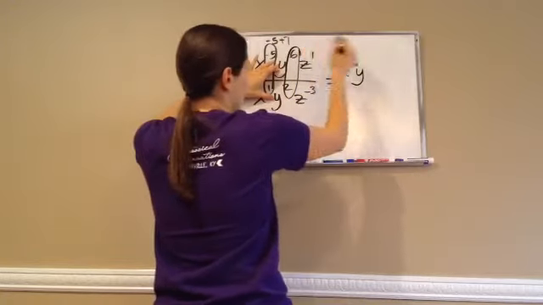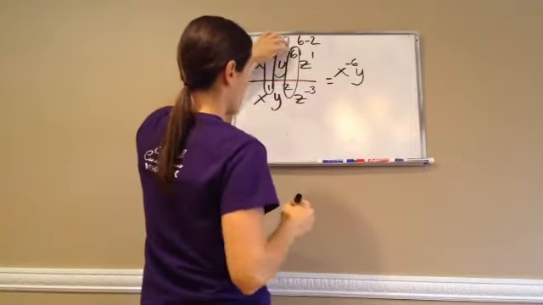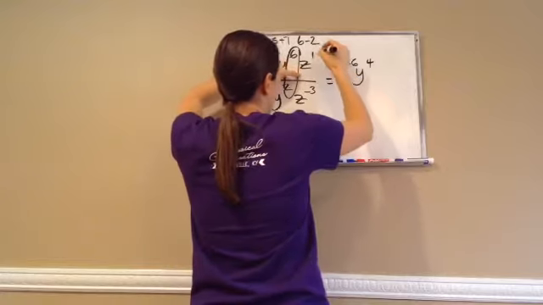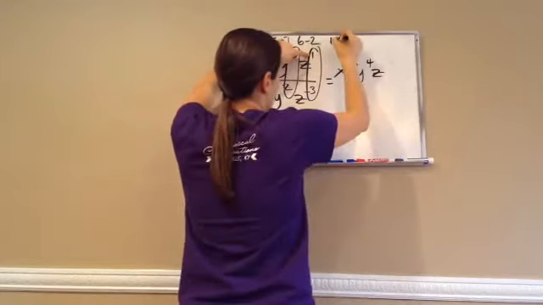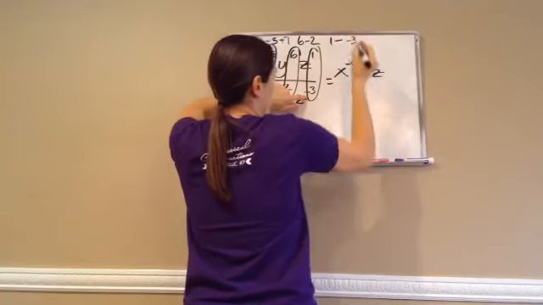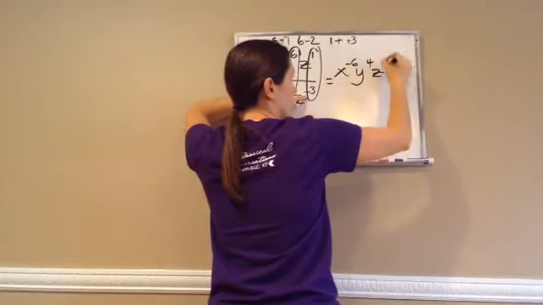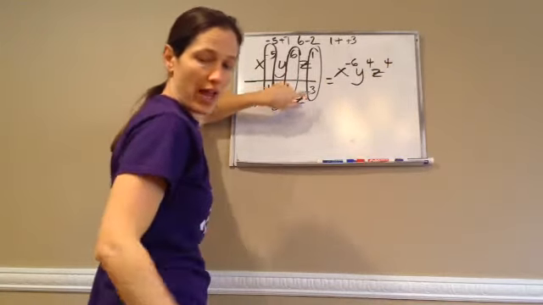Y, 6 minus 2. Remember that rule, we're dividing, so you have to do 6 minus 2, which will become 4. And then z, 1 minus a negative 3. So this will become a plus positive 3, which will become 4. Alright, there's the answer for that.